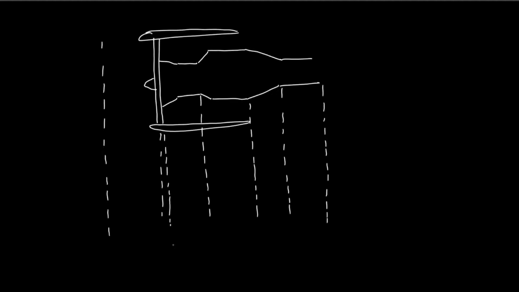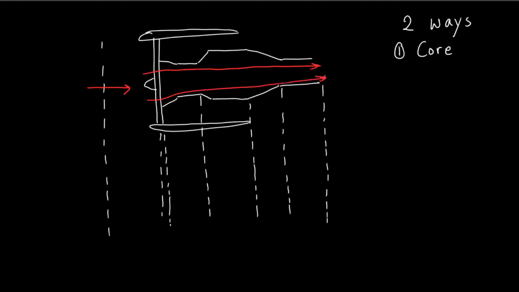One main thing that you have to understand is that there are two ways that air can flow. So two ways. The first is the core. The core, I'll draw it as red, and so when the air is going in the turbofan, it's going to go through the core, which means it's going to go through this. This is the core. All right.